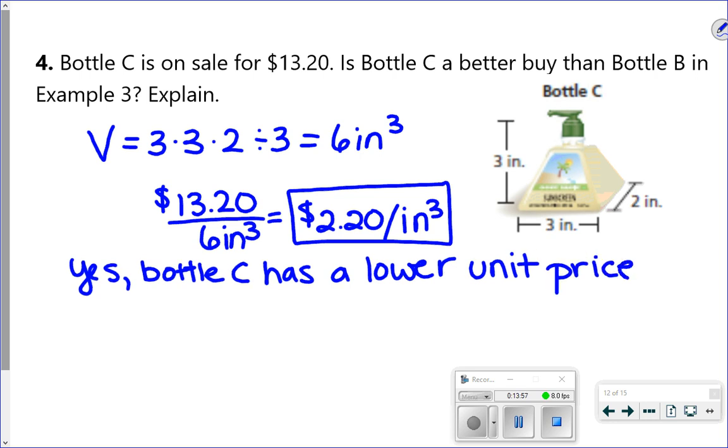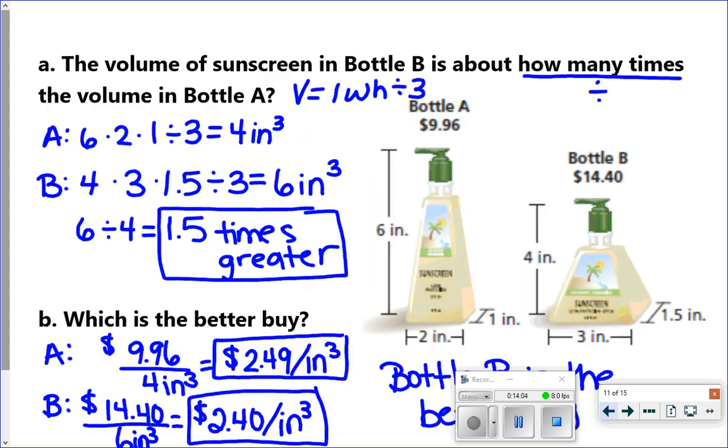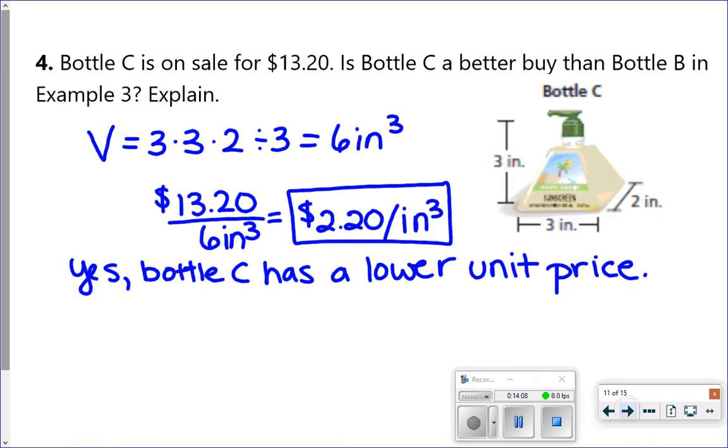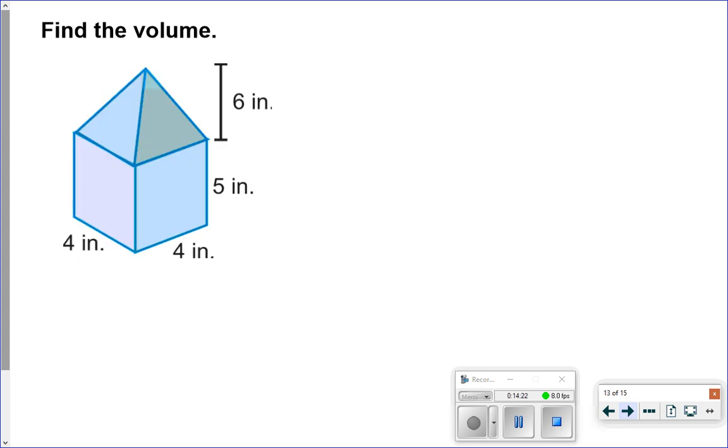So that's one way to do it. You might have also noticed that the volume in bottle C, if we go back, is actually the same as bottle B. So they had the same volume, but bottle B costs more. So that means bottle C is a better option. So that's another way to think about that one as well. Once you notice the volumes are the same, if the cost is less for C, that means it's going to be a better buy. All right, and then our last type of problem for today is looking at composite volumes.